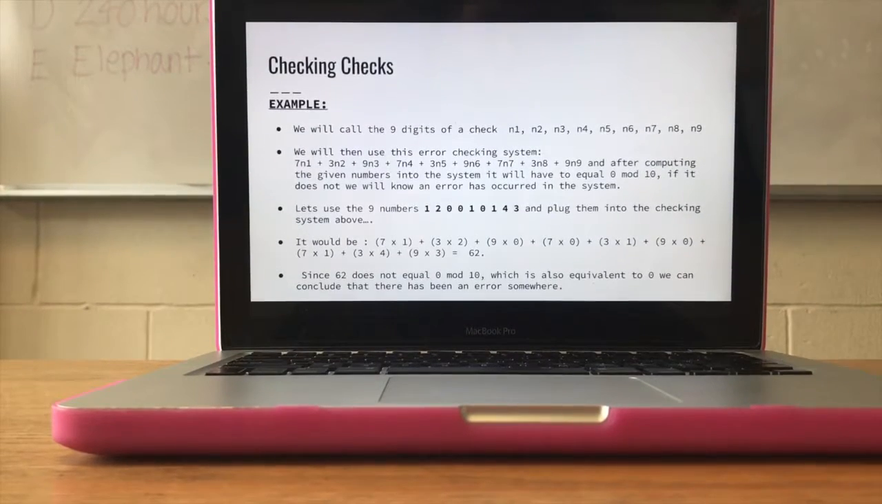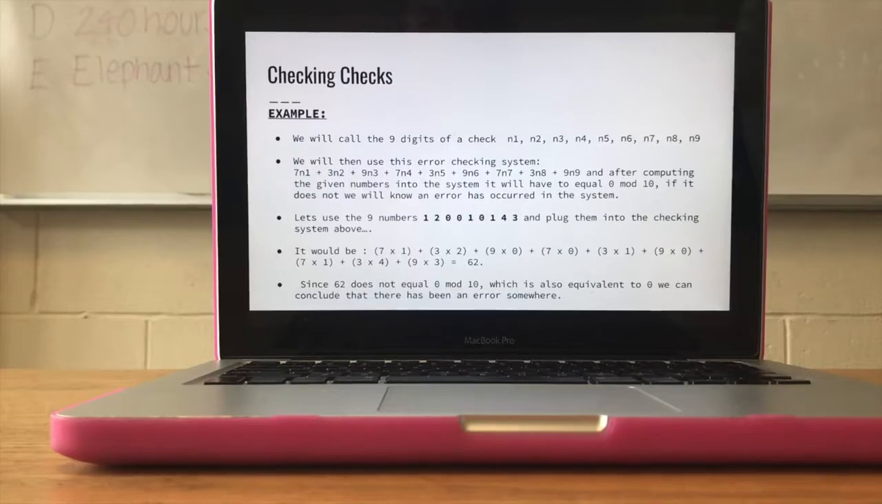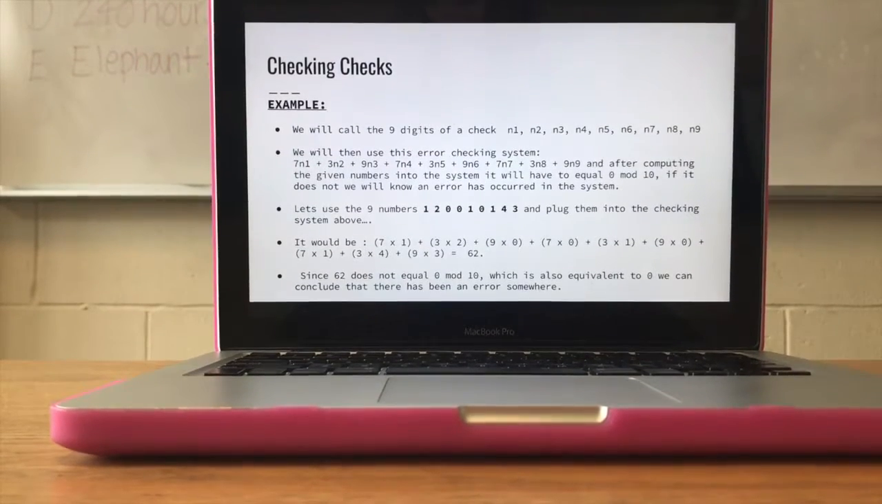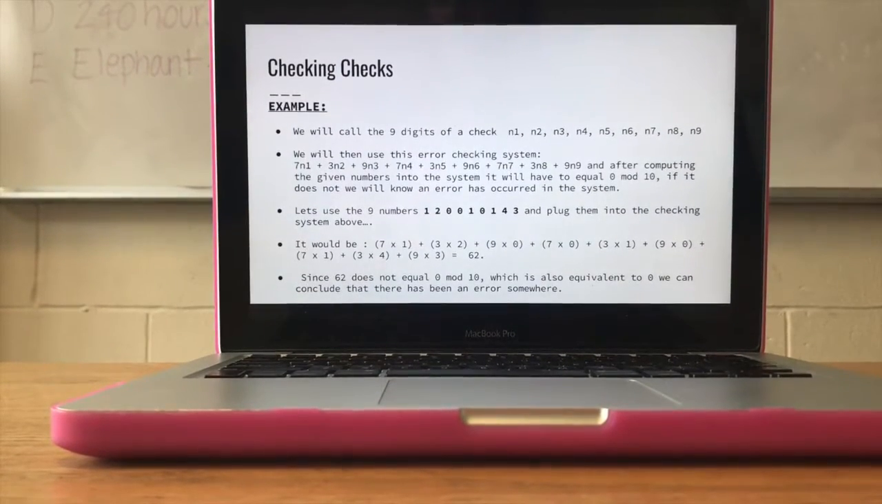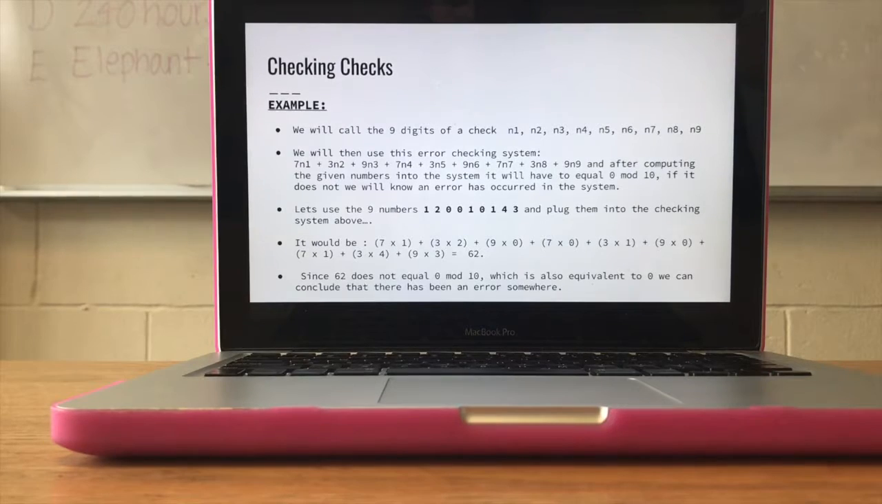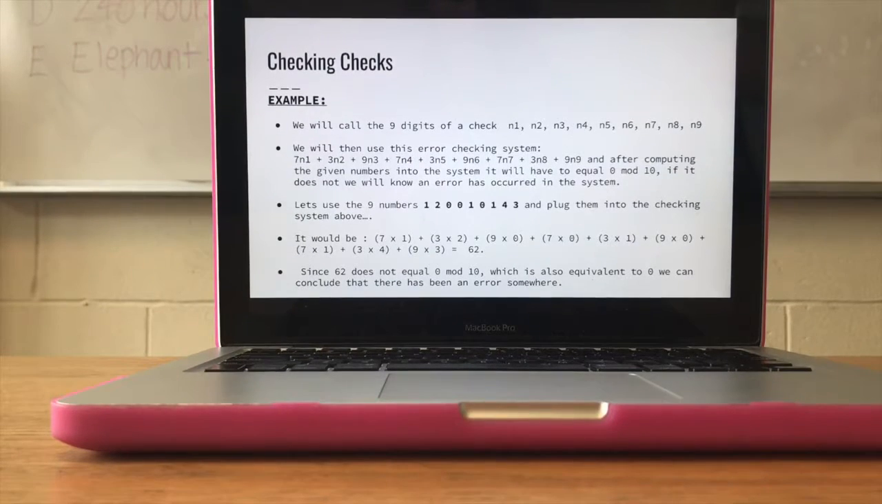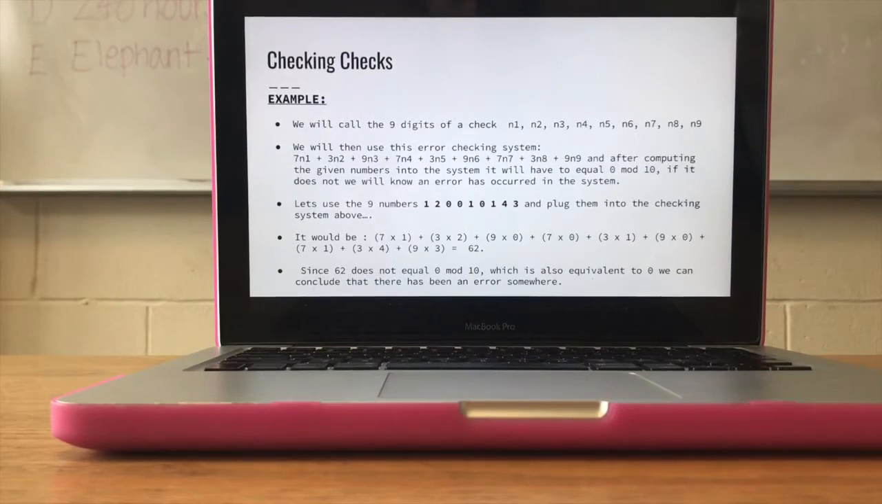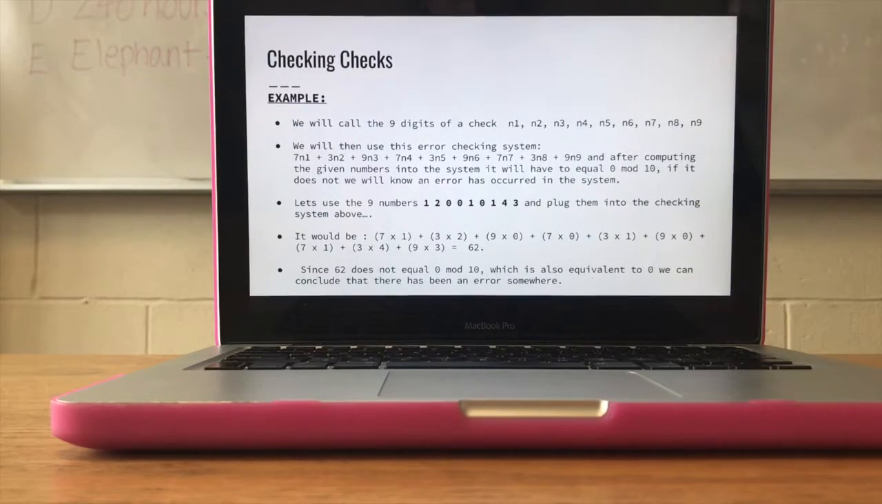Example. We will call the 9 digits of a check N1, N2, N3, N4, N5, N6, N7, N8, and N9. We will then use this error checking system listed below. After computing the given numbers into the system, it will have to equal 0 mod 10. If it does not, then we will know that an error has occurred in the system.